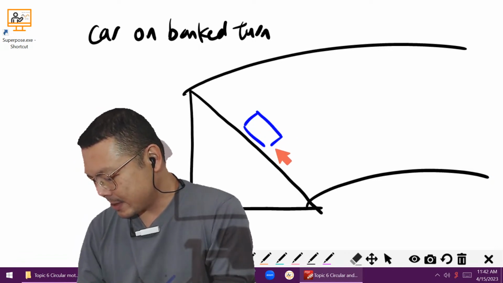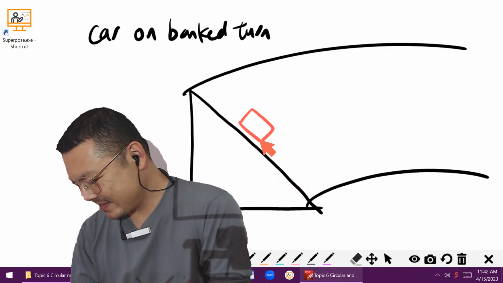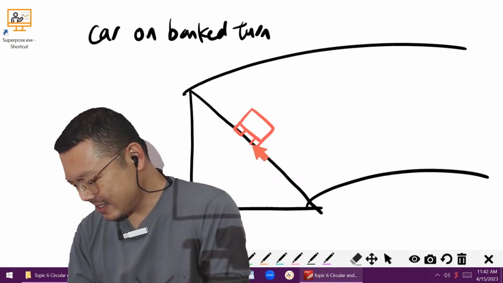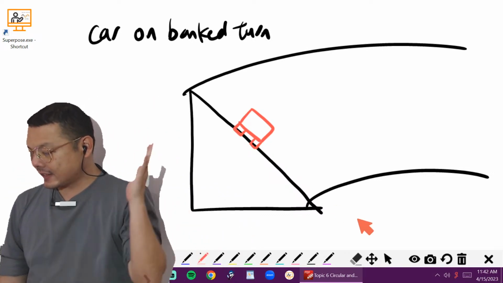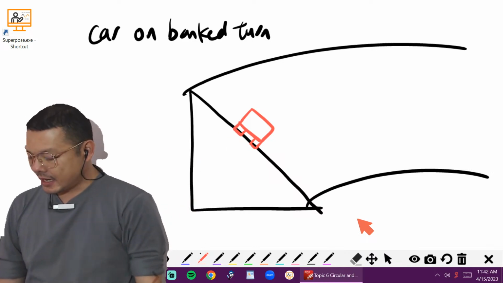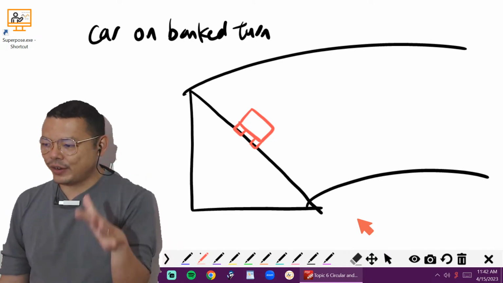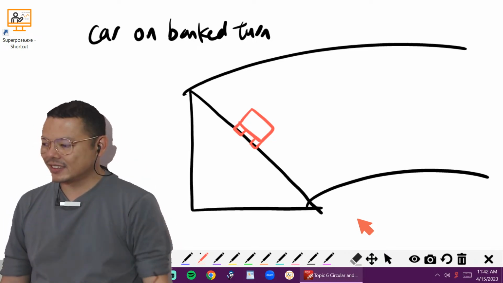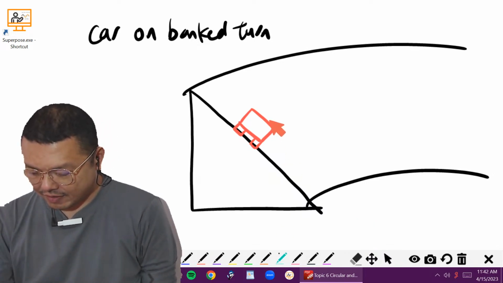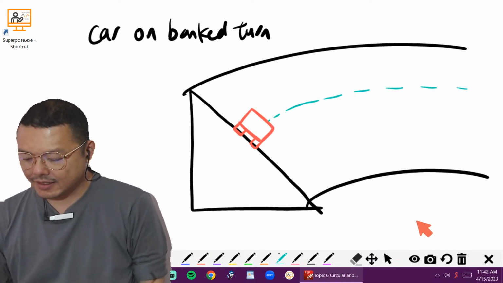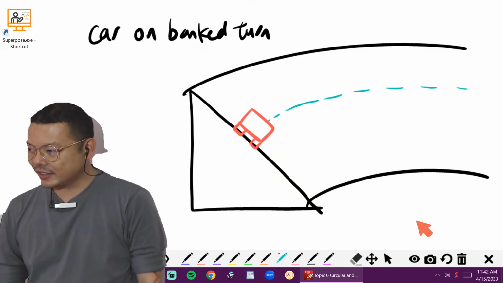Lightning McQueen should be red, right? There we go. So this is the car on the bank turn like this. So you're looking at the front of the car, right? And we're gonna do this now. Firstly, what kind of circle is this? Is this a horizontal circle or a vertical circle? The car is traveling like that. Yeah, horizontal, right? It's still a horizontal circle.